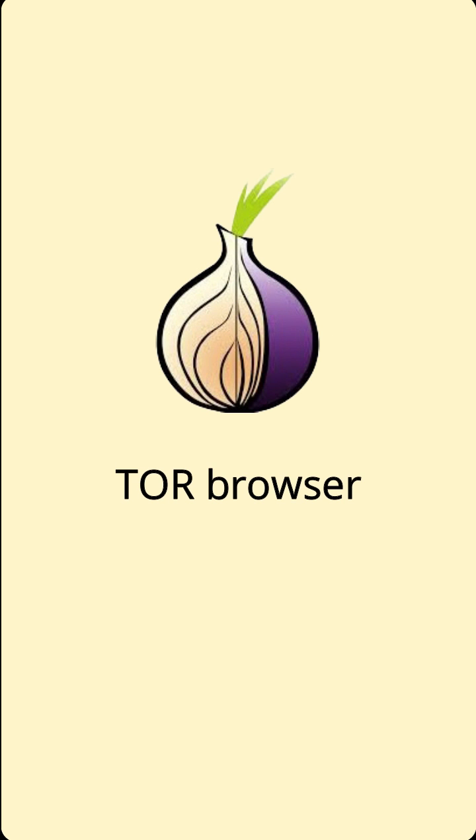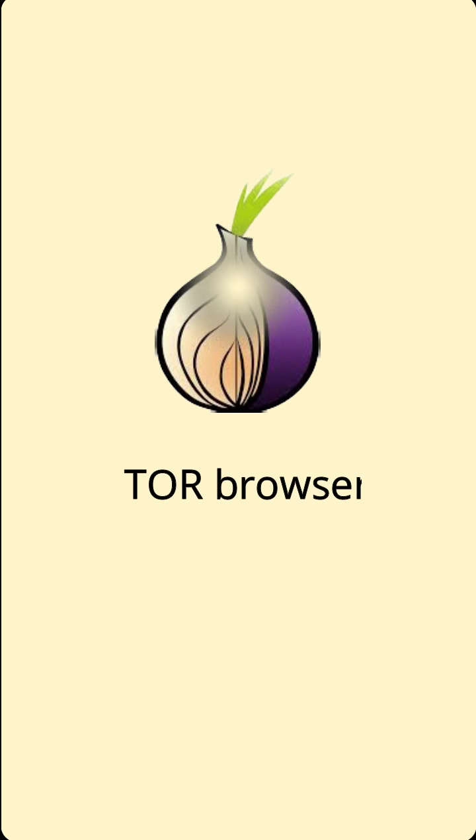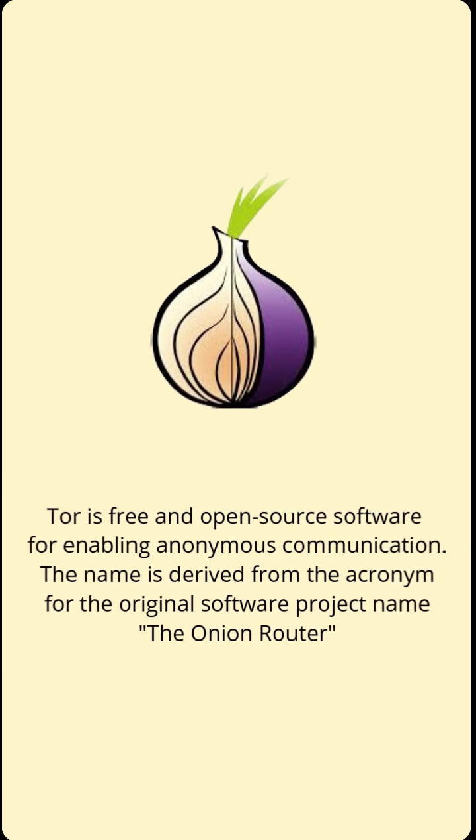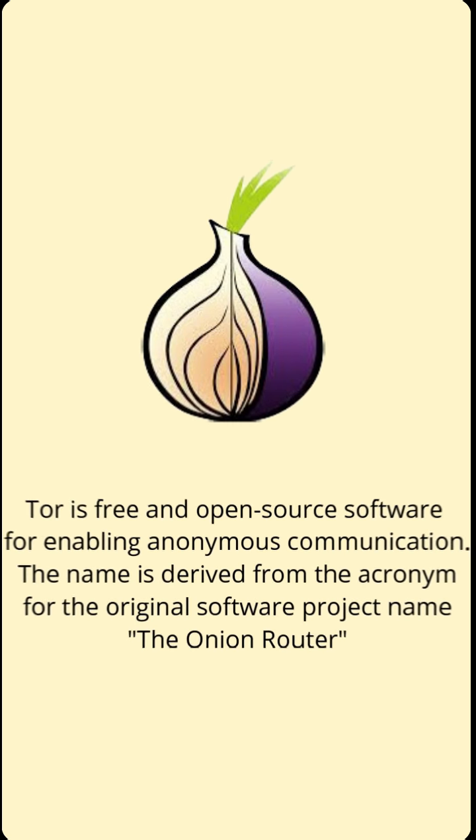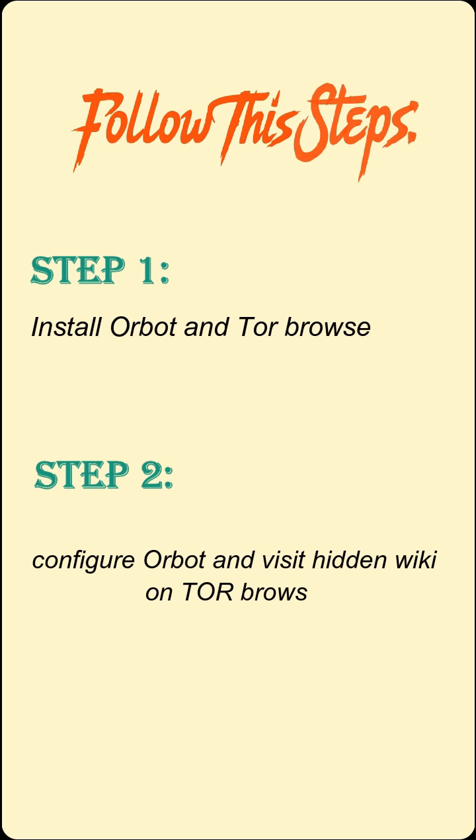Using Tor is a way to achieve anonymous communication. Tor is free, open source software for enabling anonymous communication. The name is derived from the original software project name, The Onion Router. I am going to separate this video into two steps. Let's move on to the first step.